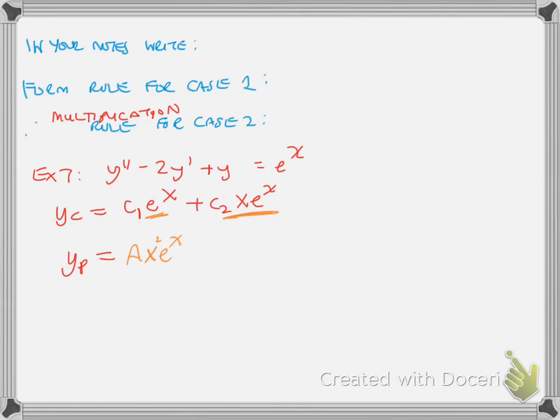So what do I need to do now? I need to square that x. And if by chance it was plus c3 x squared e to the x, then this particular solution would become x cubed. Hopefully that makes sense. It's the smallest power that stops it from duplicating what's in your complementary solution.